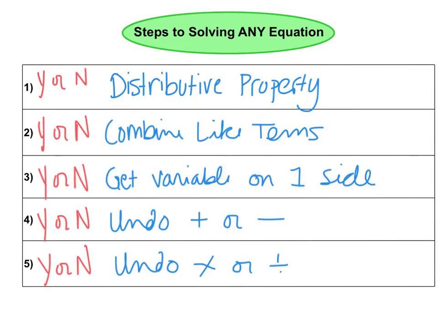Our second step is to combine like terms. Once you do that, your goal would be to get the variable on one side of your equation. The fourth step is you would then undo addition or subtraction, following the order of operations. And our fifth step would be to undo the multiplication or division. So these 5 steps will help you walk through any type of equation where you need to solve for an unknown. It will come in very helpful in your future to know these steps.